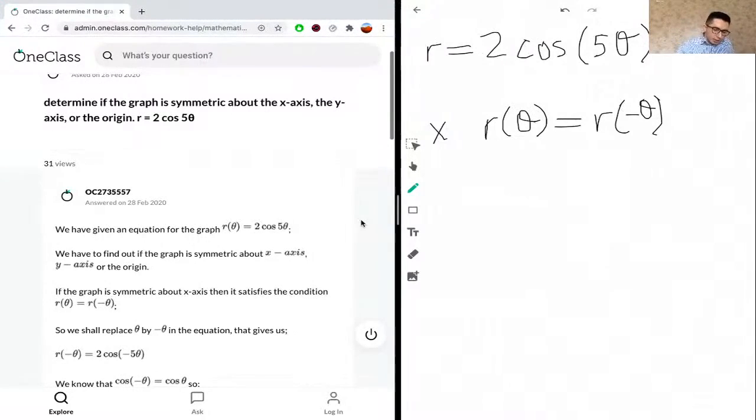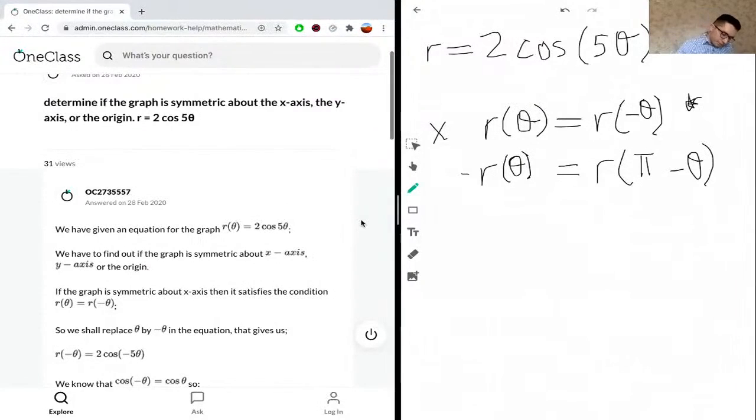The other situation that we could also solve for that would give us symmetry on the x-axis is negative r theta should equal r pi minus theta. So this is the other situation that you can substitute in. This one might be easier because it's just substituting in a negative value for theta. So this is for x.